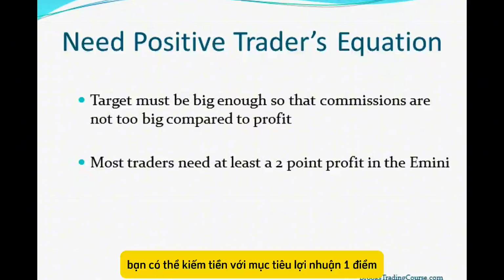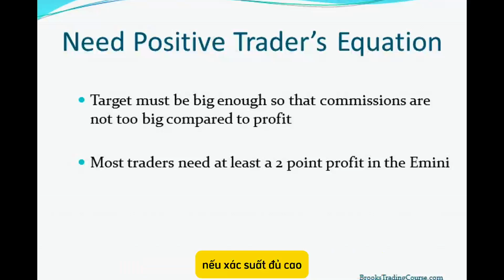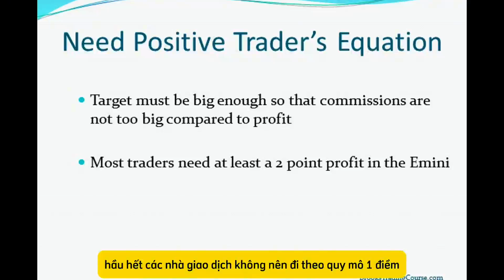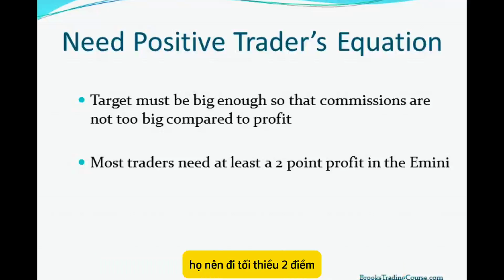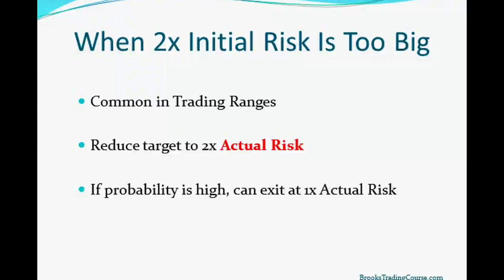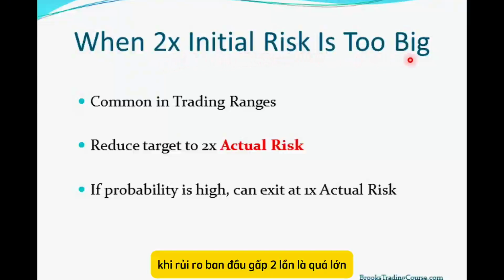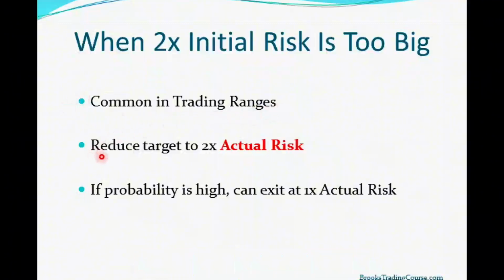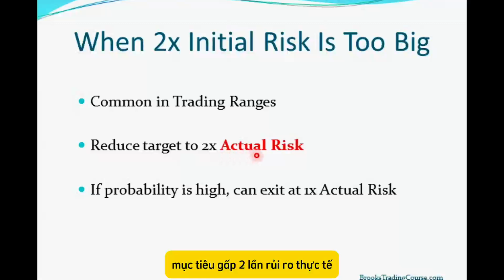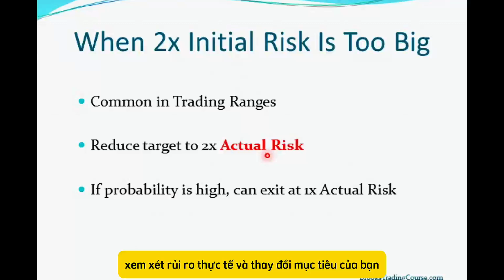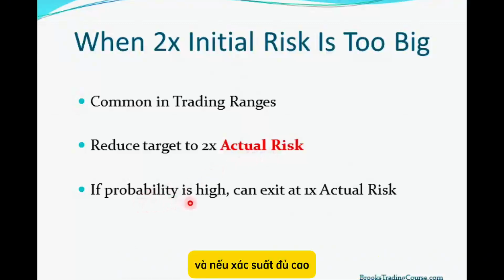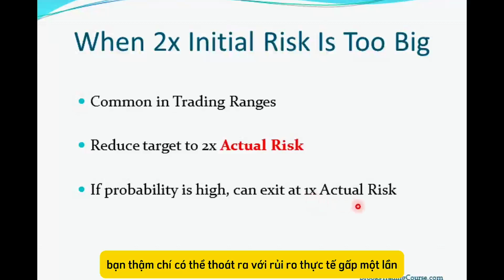You can make money on a 1-point profit target if the probability is high enough. Most traders should not be going for 1-point scalps in the E-mini. They should be going for 2-point scalps at a minimum. When 2 times the initial risk is too big, this is common in trading ranges. Then you have to reduce the target to 2 times the actual risk. So instead of using the initial risk, take a look at the actual risk and change your target. And if the probability is high enough, you can even exit at 1 times the actual risk.